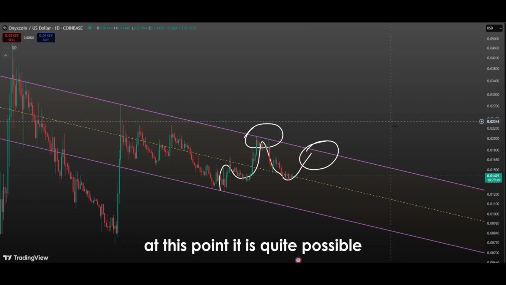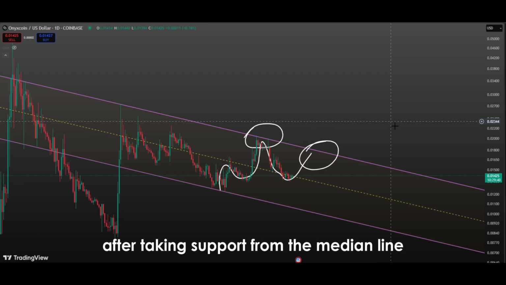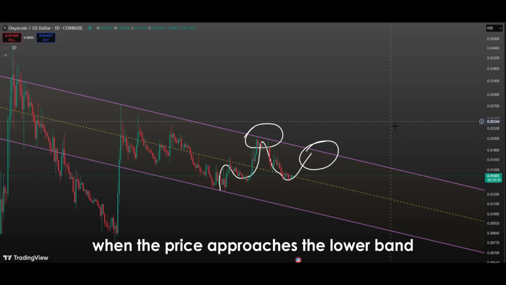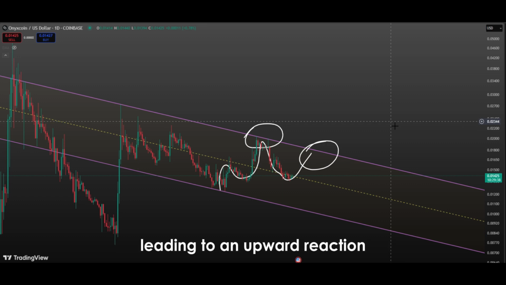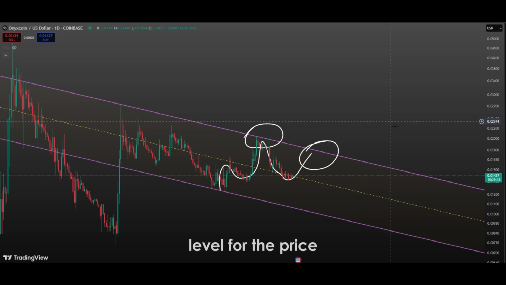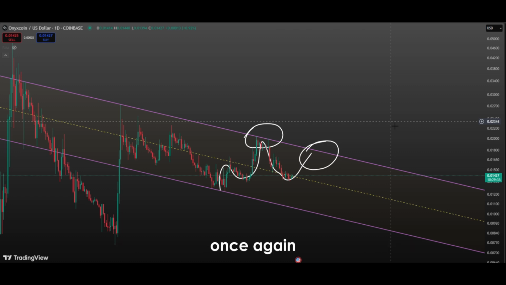At this point, it is quite possible for the price to rise back toward the upper band after taking support from the median line. In a descending channel, when the price approaches the lower band, it is often seen as a buying opportunity leading to an upward reaction. The upper band is an important resistance level for the price, but if the price rises to this level again, it indicates that the current trend within the channel is continuing. This upward movement suggests that the price may attempt to test the upper band once again.